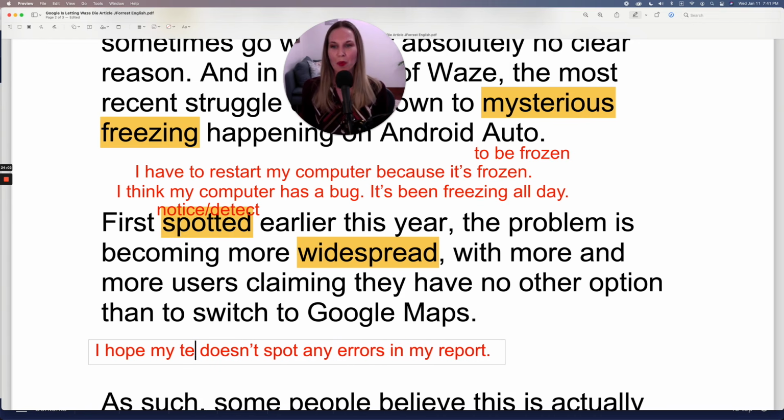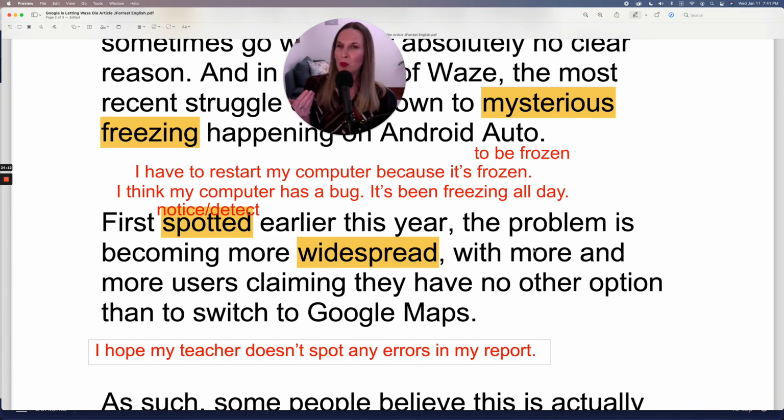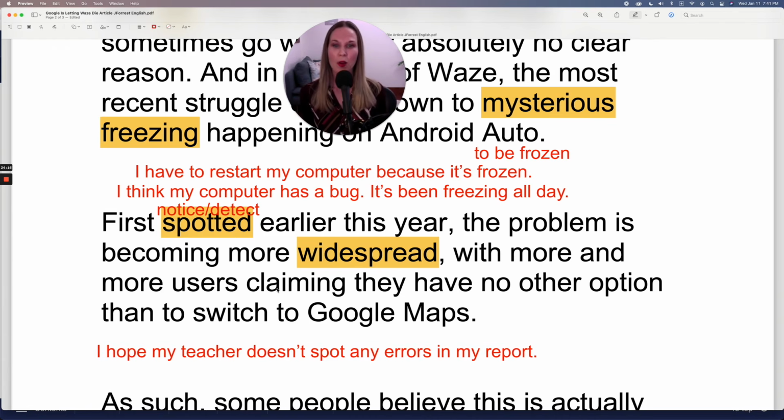Maybe it would be better to say teacher, for example. I hope my teacher doesn't spot any errors in my report. Errors in my grammar, my punctuation, my vocabulary, for example. So that could be a good one. We also use this with people. You could spot someone. You might say, I spotted Sarah at the conference.